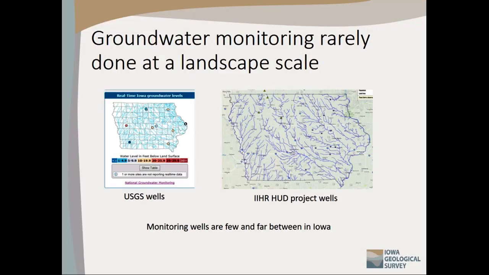Okay, so why am I here? This is maybe something a little bit different. This is more of a groundwater talk than maybe what you're used to. Groundwater monitoring is done, but it's really never done at a landscape scale or a statewide scale. It's typically very project specific, with very little connectivity between one site and another. There was a handful of USGS wells installed across the state for some long-term monitoring. Our University of Iowa Iowa Watershed Approach project has put in a handful of other wells across the state, but otherwise, water level monitoring is not often done in Iowa.